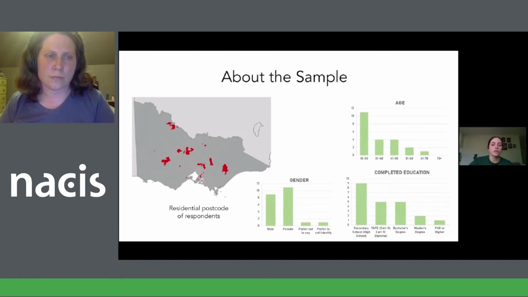The location of these 22 participants is shown on the map to the left, with their postcodes highlighted in red. As you can see, they mainly reside in regional areas of Victoria, with a few on the border of metropolitan Melbourne. The demographics of the 22 participants include that half were between 18 to 30 years old, with no participants above 70 years old. The gender was relatively equal, with females just being slightly higher. And lastly, most participants completed secondary school as their highest level of education.